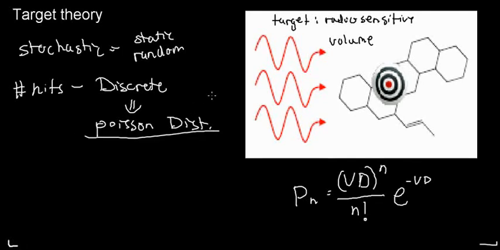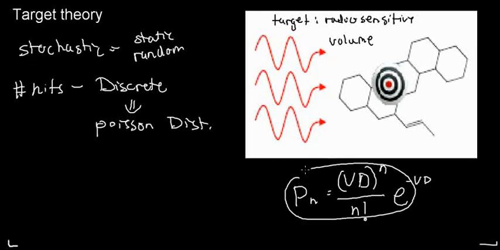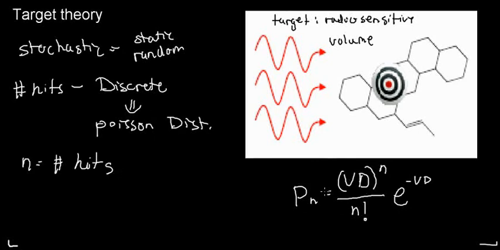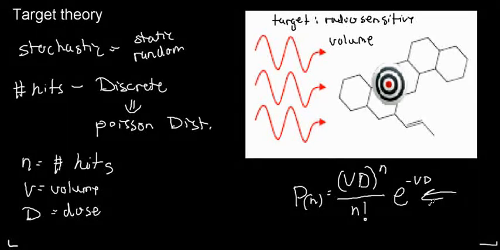So the Poisson distribution basically describes what happens statistically when we're dealing with a discrete variable. And this is our formula for the probability to get that amount of hits. So n, I have n here. N is my number of hits. P is obviously the probability of attaining that number of hits. V is the volume of the target. D is the dose that I'm applying. And E is just an exponential function used in the Poisson distribution.